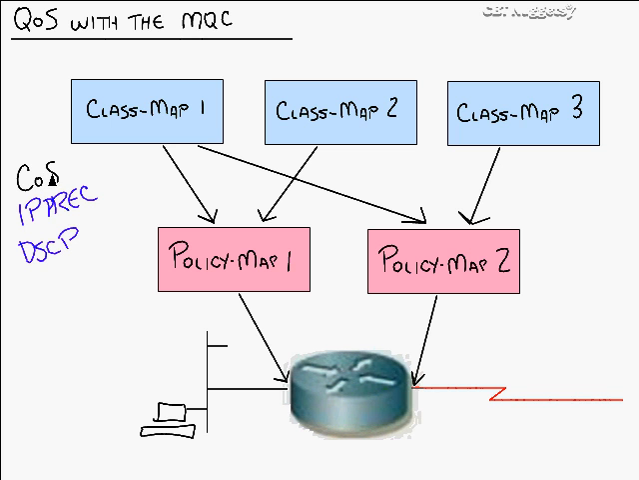COS is class of service. That is a layer 2 marking on your packet. So think of your packet wrapped in all its different headers and all its different pieces and so on and so forth. Right up front, we have the layer 2, and this is where you have your MAC addresses and so on.